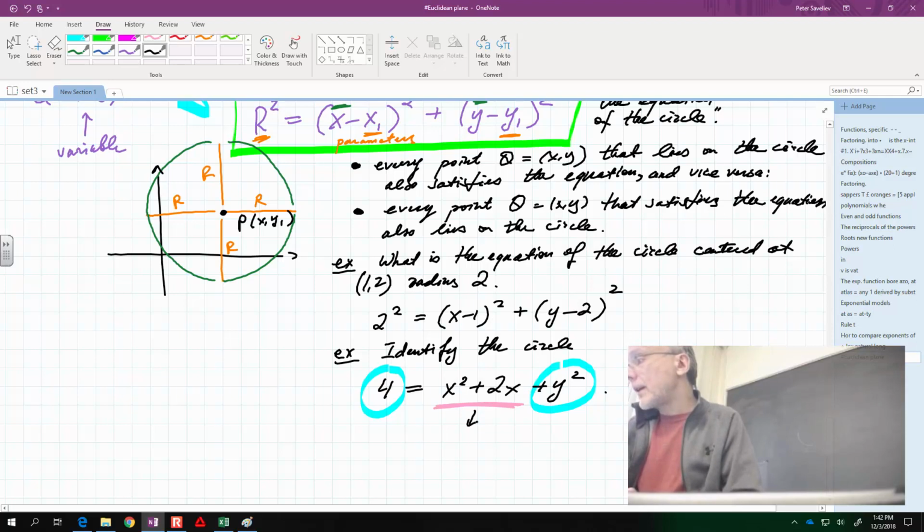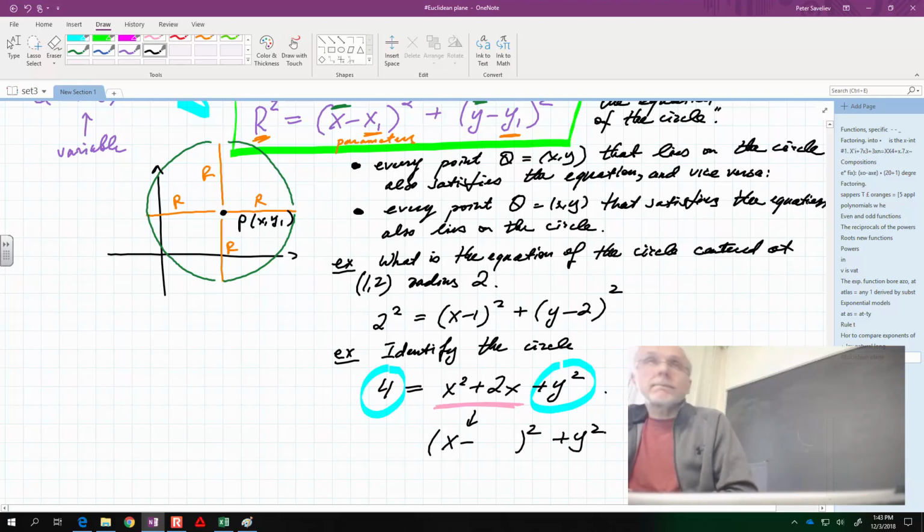So I'm supposed to have here x minus something or plus something squared plus y squared. In other words, we are trying to complete a square. Okay? So how do I complete a square, the beginning of which is x squared plus 2x? X squared plus 2x plus one more term. What's the missing term?